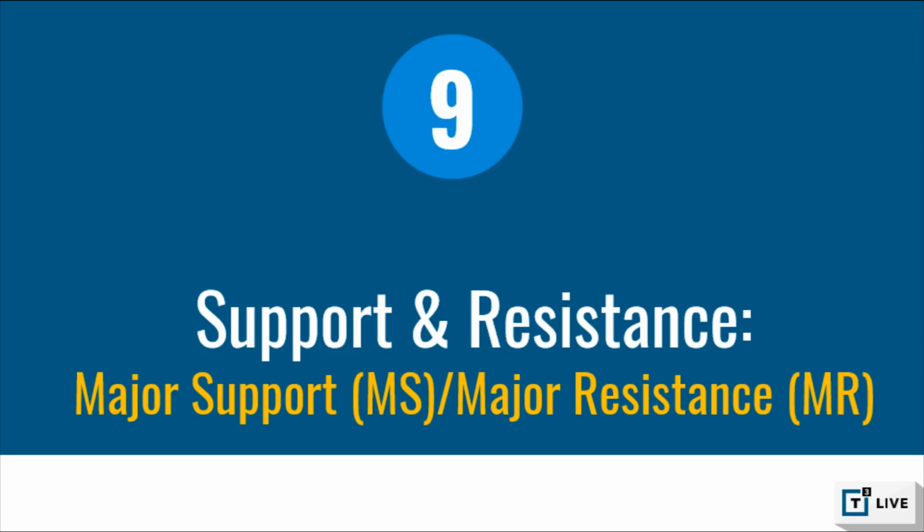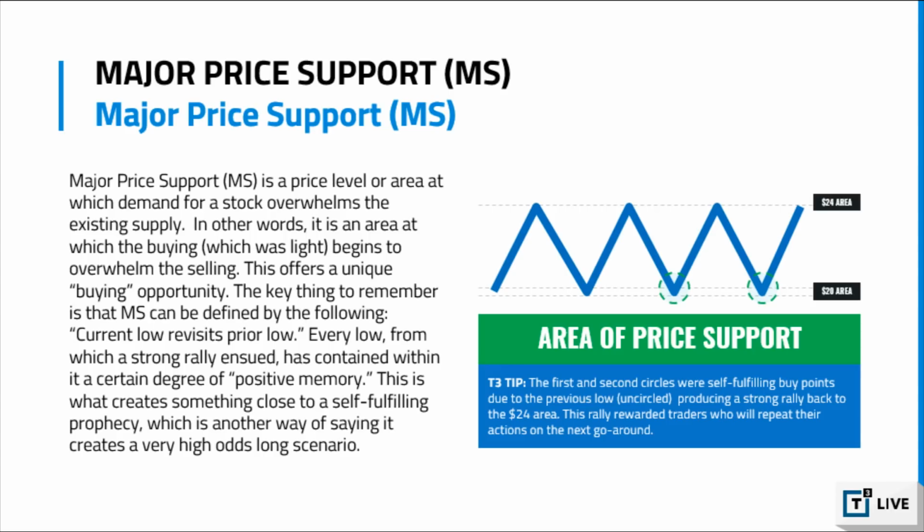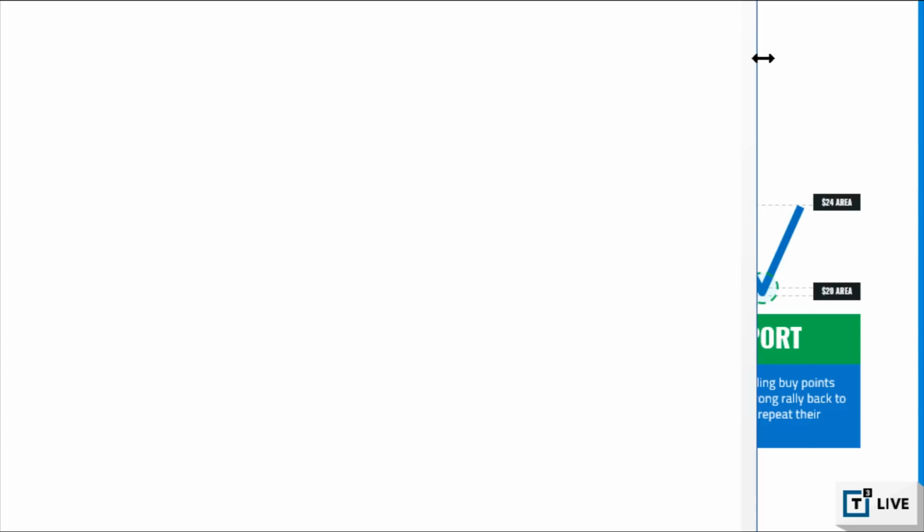Now, there's also major support and major resistance, which mostly exists in sideways trends. And major support is the retest of a prior pivot low. We don't want to be looking to play double bottoms like a stock that's in a downtrend. Let me just start a new Word document, so I use it as a whiteboard.